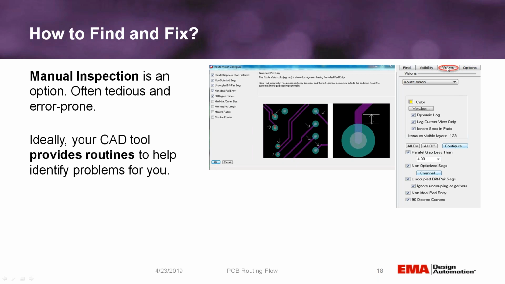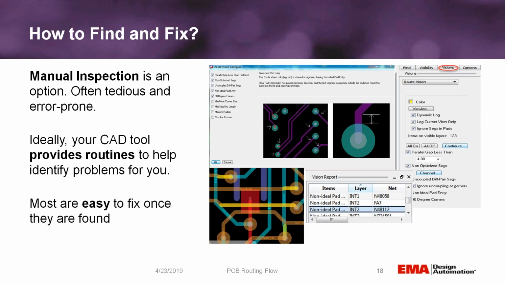So here we can turn on Route Vision. We can configure what we want to check. We can also implement a dynamic log, which shows us any errors that it comes up with. So once you can find them, they're easy to fix. So here I have some examples. The highlighted yellow here is what they call non-ideal pad entry, which means it's not coming in at necessarily the correct angle, or the jog here has to be a certain distance away from the pad before it makes that jog, otherwise it reports it.